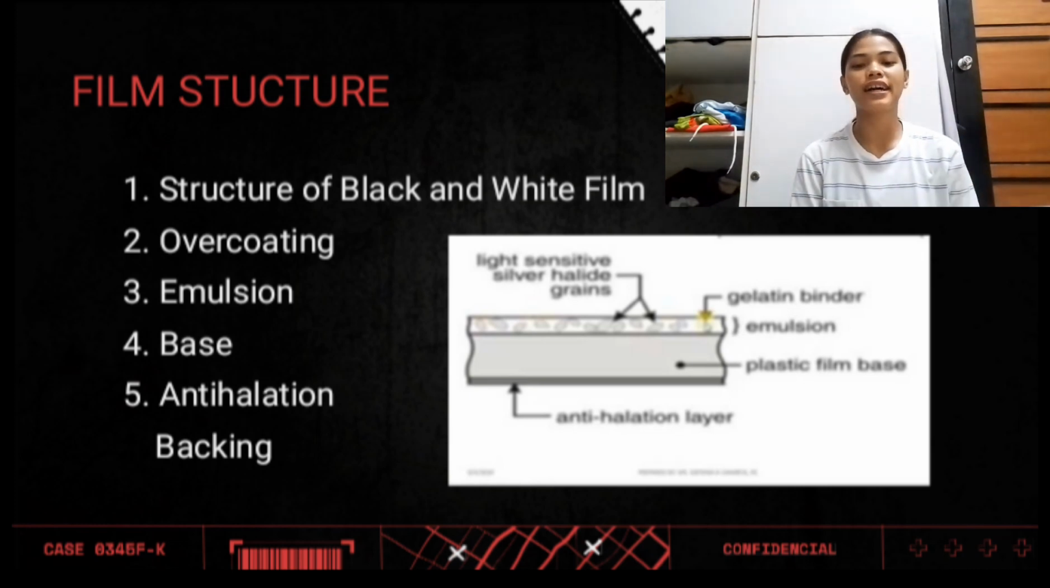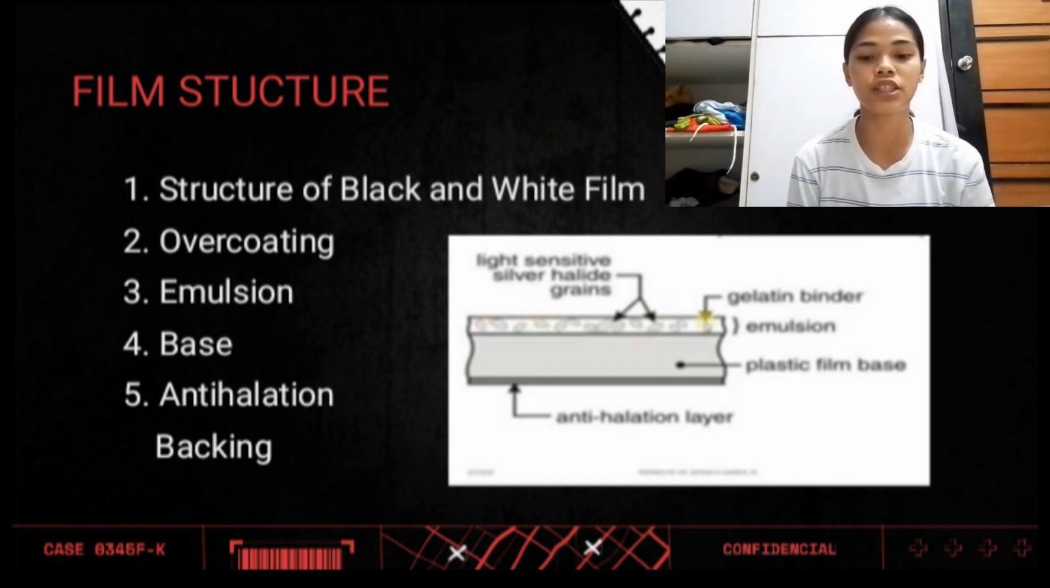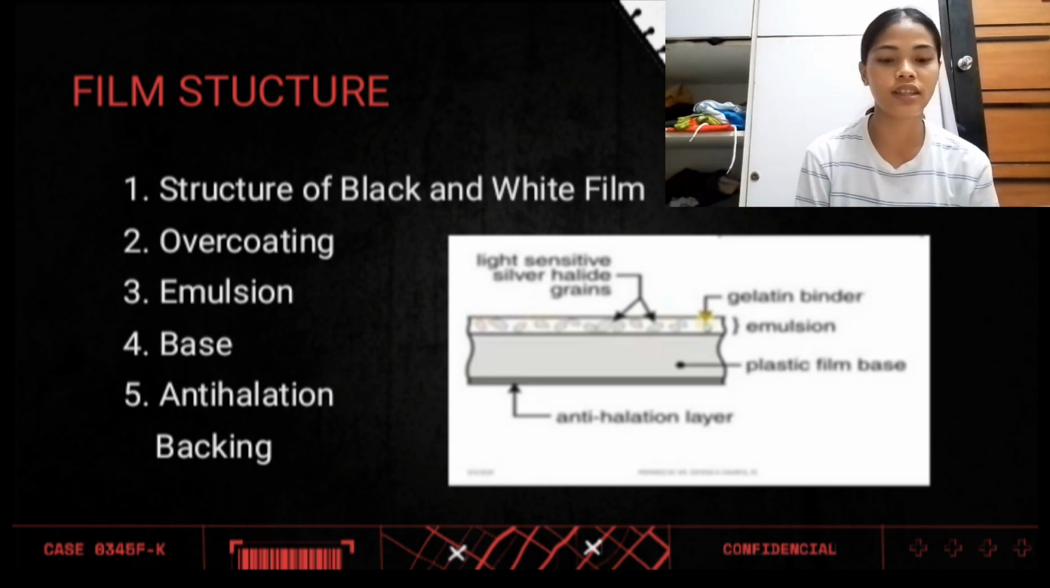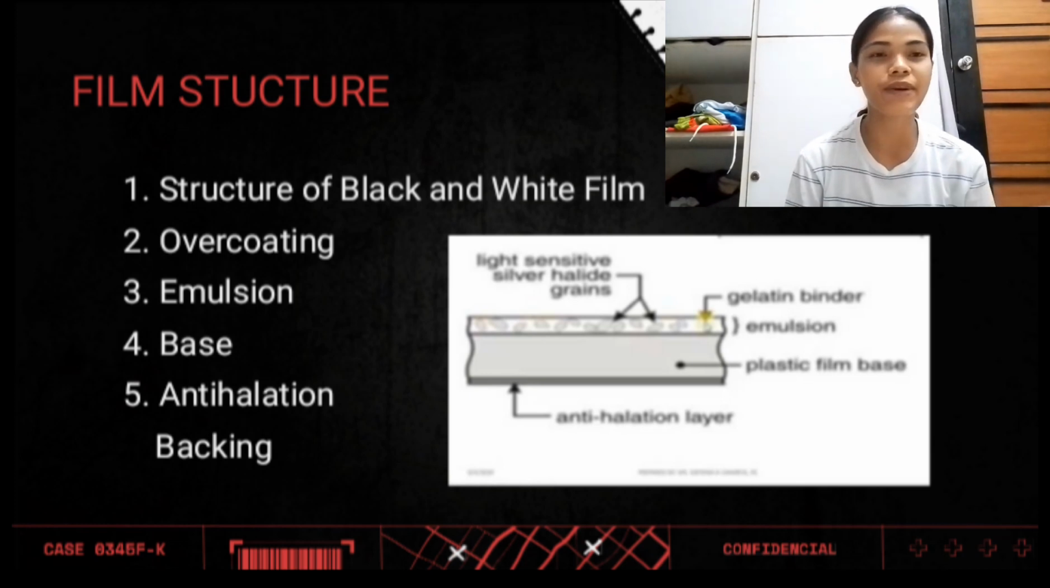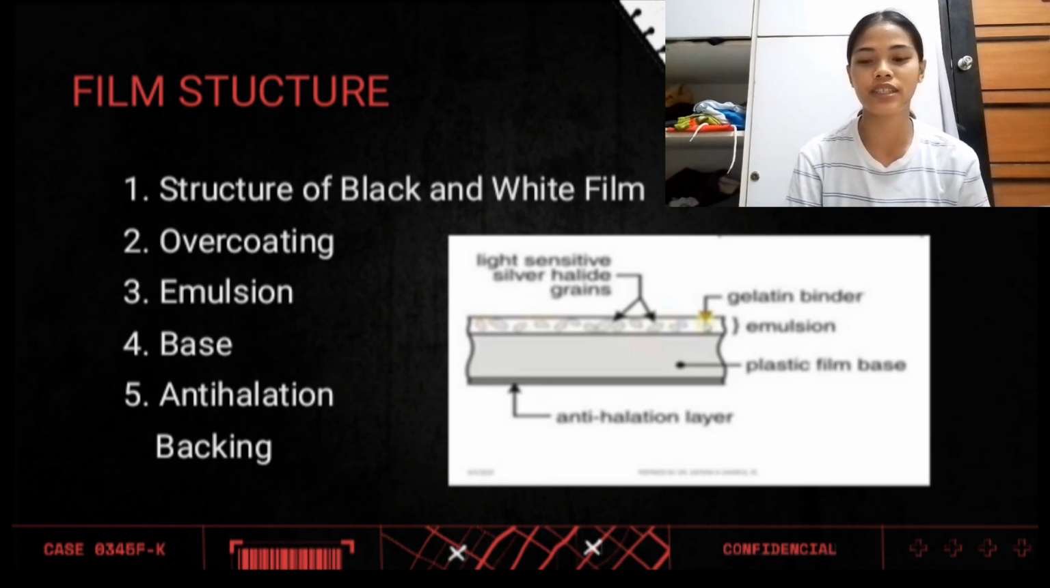The structure of black and white film is that the light-sensitive materials are composed of two basic parts, the emulsion and the base. The emulsion is the light sensitive portion that records the image, and the base is the support to which the emulsion is coated. Also, negative materials have additional layers that perform a special purpose.